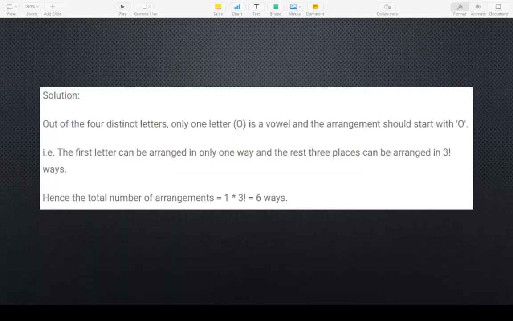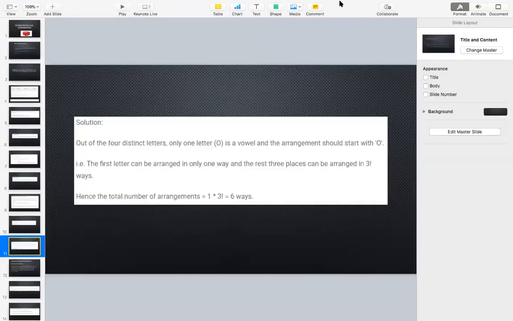Now let's look into the solution. Out of the 4 distinct letters, only one letter O is a vowel, and the arrangement should start with O according to the question, right? So the first letter can be arranged in only one way, and the rest 3 places can be arranged in 3 factorial ways, and hence the total number of arrangements becomes 1 into 3 factorial, which is nothing but 6 ways, right?